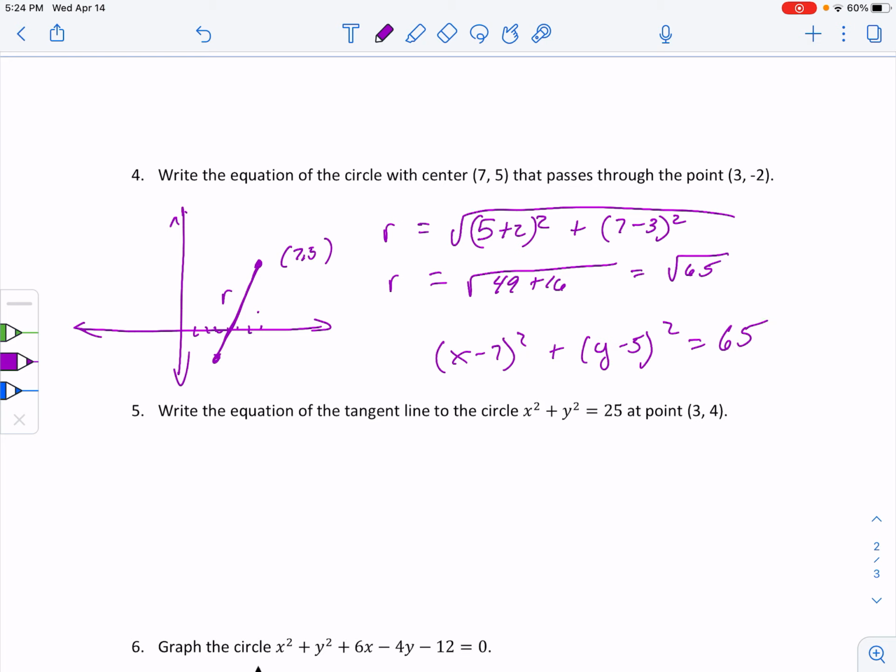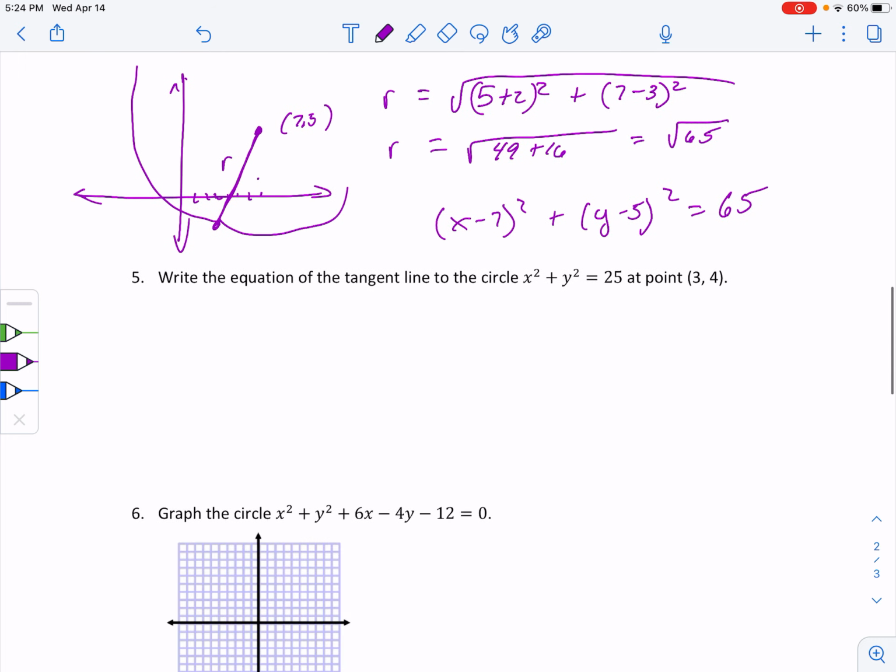So I had to use the distance formula. So my circle's way out here. It's a big one.